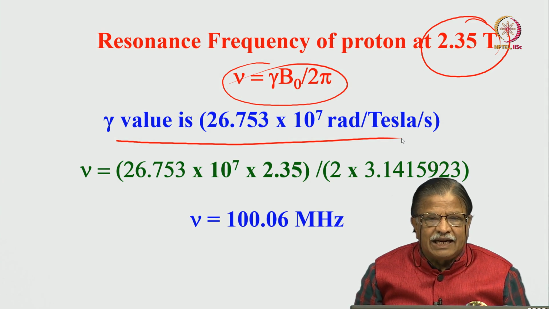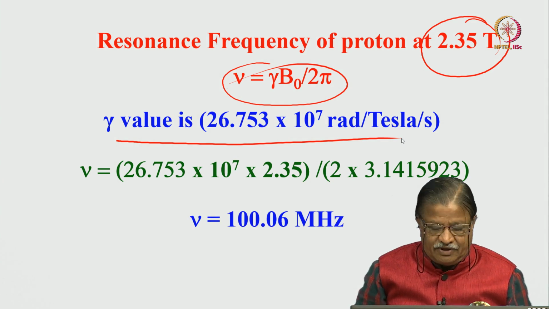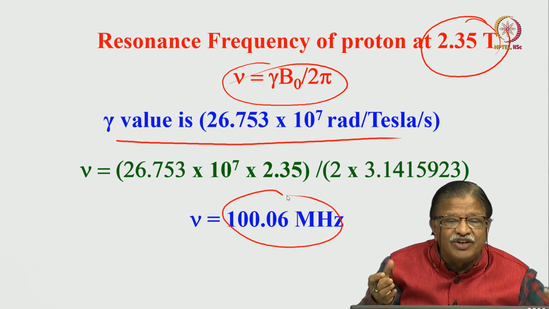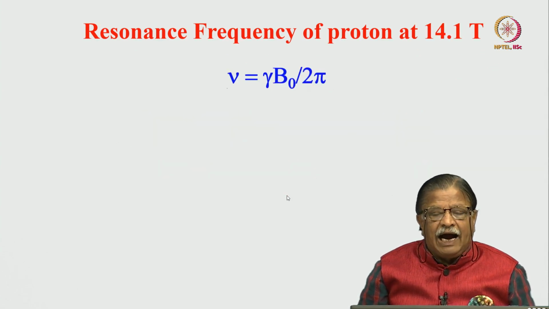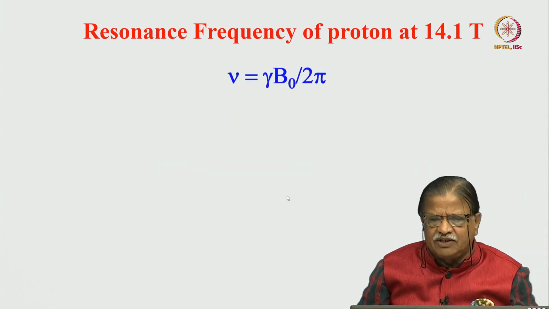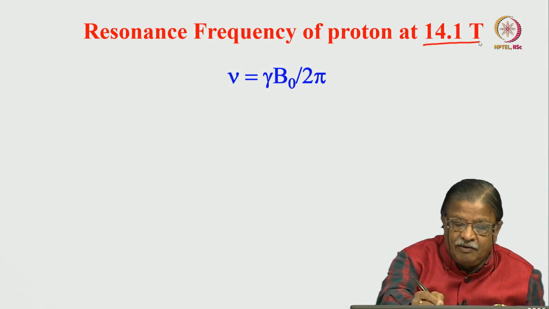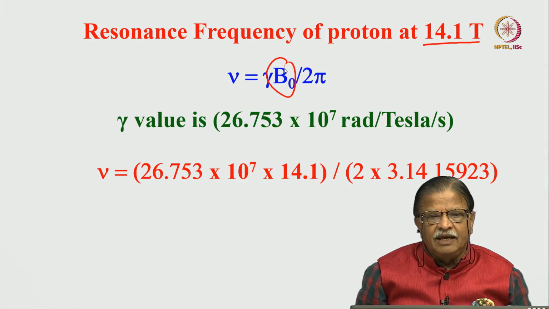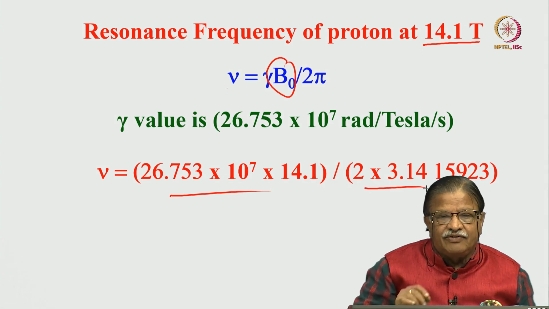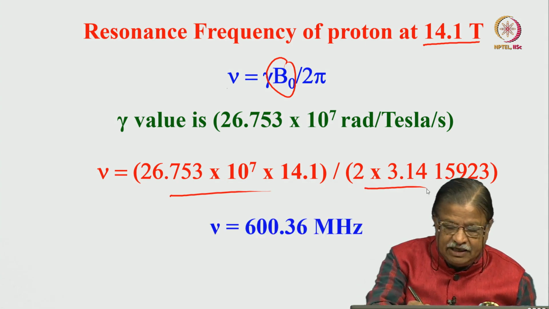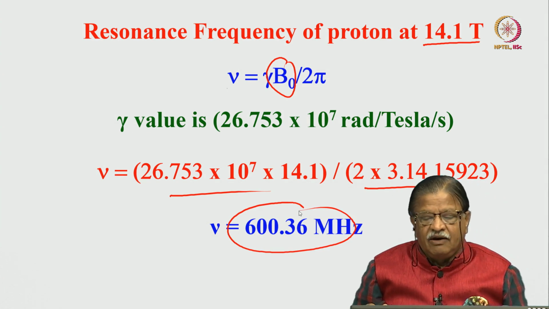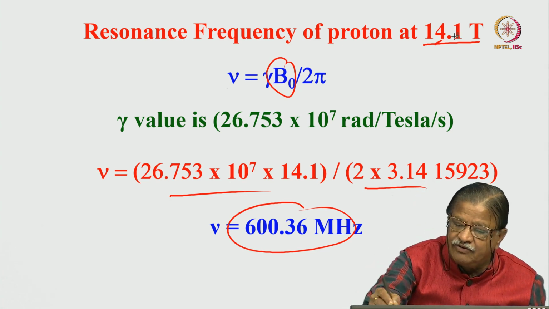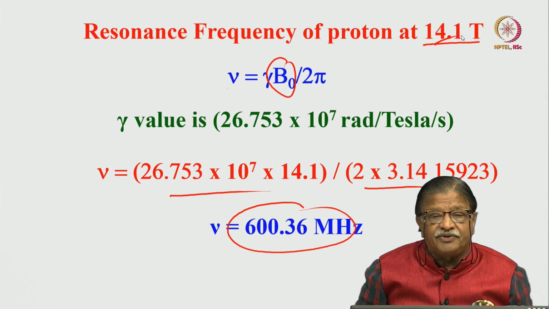and then calculate the resonating frequency. It turns out to be 100 megahertz, which is the radio frequency region. Now I will increase the magnetic field to a large value. I go to 14.1 Tesla, plug in this value, all other parameters remain same. I am not changing them. If I plug in the values and work out, you will see the resonating frequency is now 600. For a given magnetic field of 2 point something, it was 100 megahertz. Now when it is 14.1 Tesla, it is 600 megahertz.